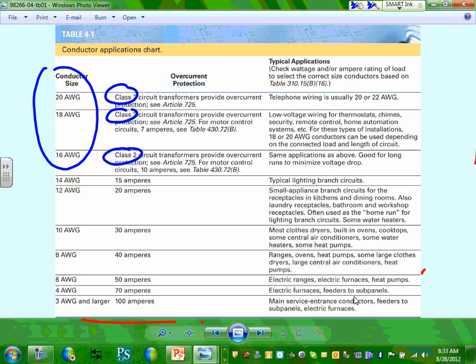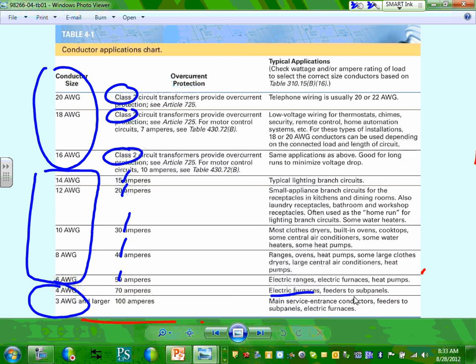These basically four circuits here are your branch circuits, right? Here's a 15, 20, 30, 40, and 50, and it tells you what we talked about, the range and the dryer. So these are for your branch circuits. The last two are 70 and 100, and these are for an electric furnace. If you have an electric furnace, typically sub panels, service conductors for a panel.